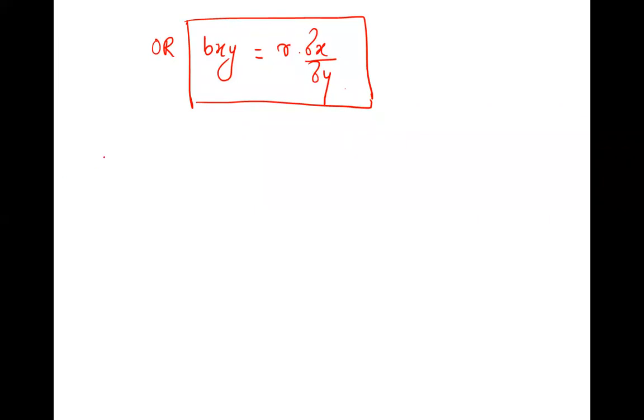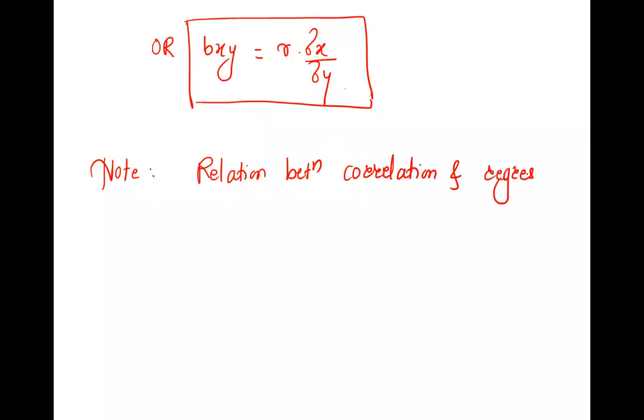Here, one note you will remember, important, can be asked for MCQ. Relation between correlation and regression. So we know the correlation coefficient, we know the regression coefficient also. So correlation coefficient R is nothing but bxy into byx under root. Regression coefficient x on y into regression coefficient y on x. If you multiply them and take the square root of that, it is exactly equal to R.